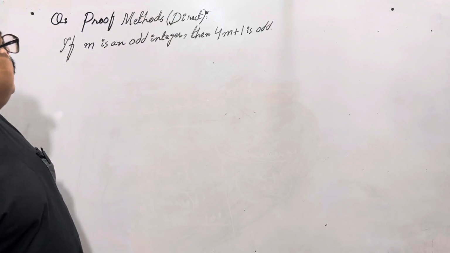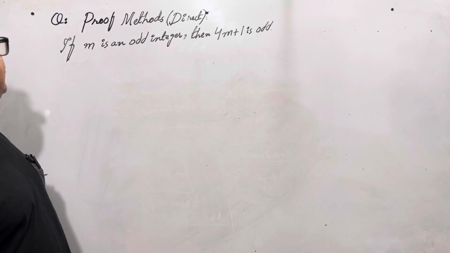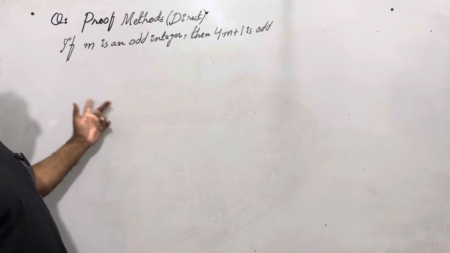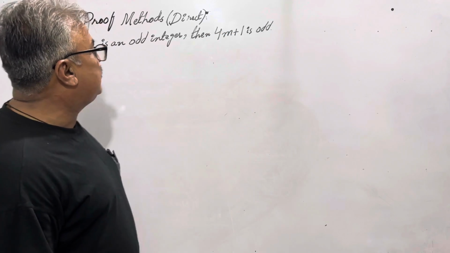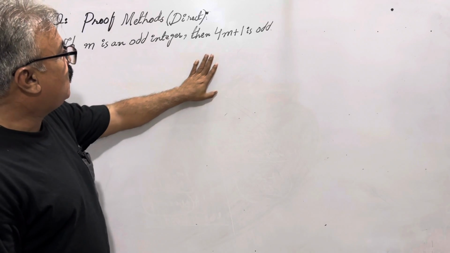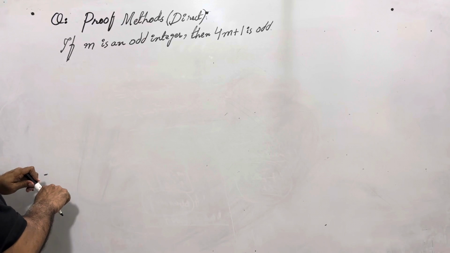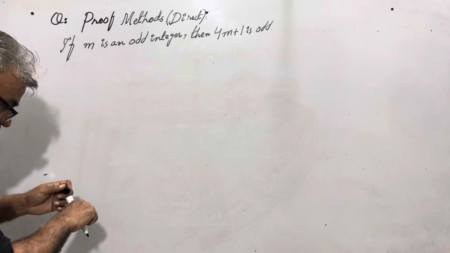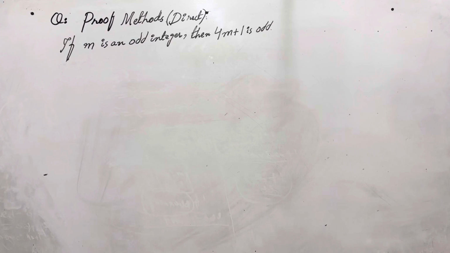Another question overlapping in several fields: linear analysis, number theory, as well as discrete math. Now, the question reads: if m is an odd integer, then 4 times m plus 1 is also odd. If m is an odd integer, we have to prove that 4m plus 1 is also odd. A very simple one, and we are asked to use the direct method.